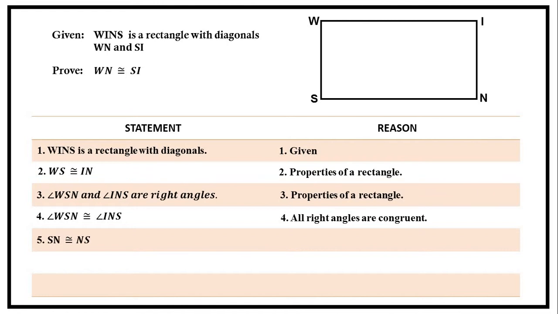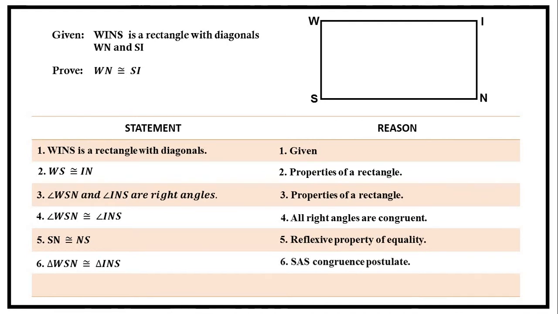Statement 5, SN is congruent to NS. Reason is reflexive property of equality. Statement 6, triangle WSN is congruent to triangle INS. The reason is by SAS congruence postulate. Statement 7, WN is congruent to SI because of CPCTC, or corresponding parts of congruent triangles are congruent. So, we already proved WN is congruent to SI. Let's prove another example.